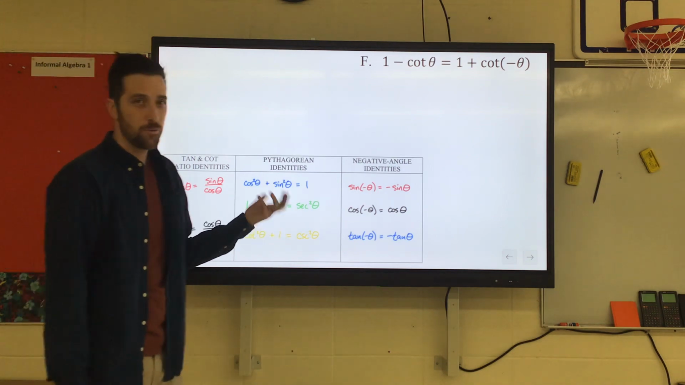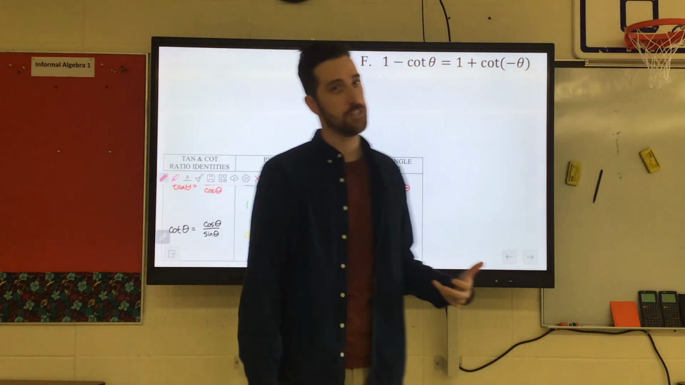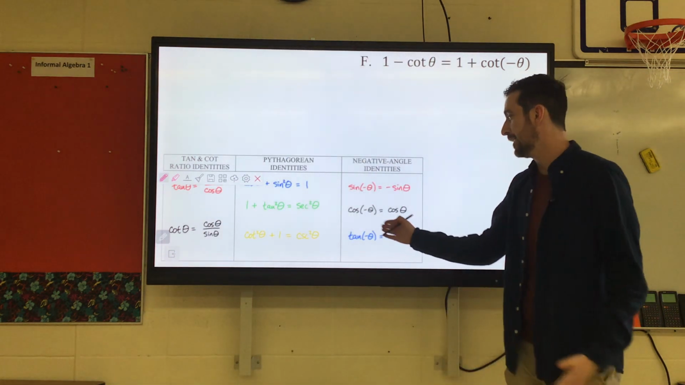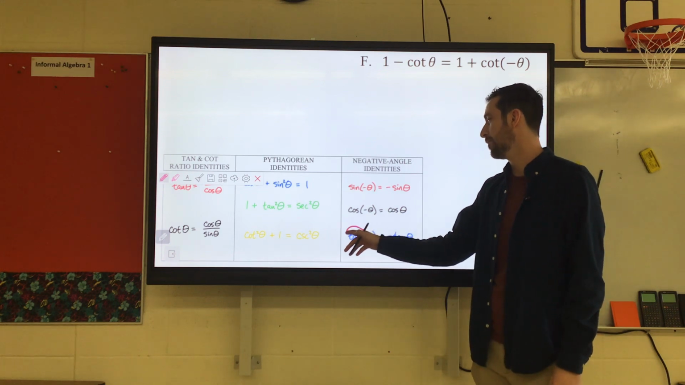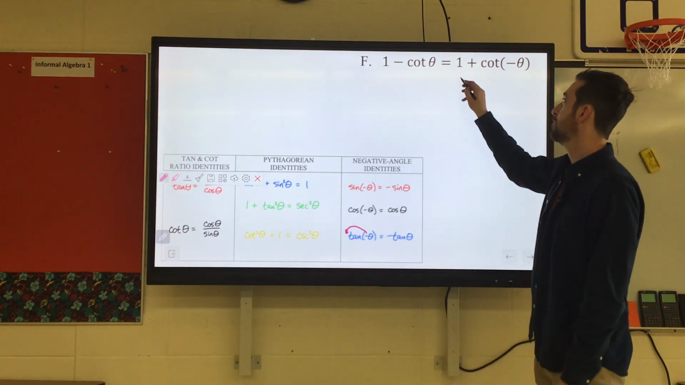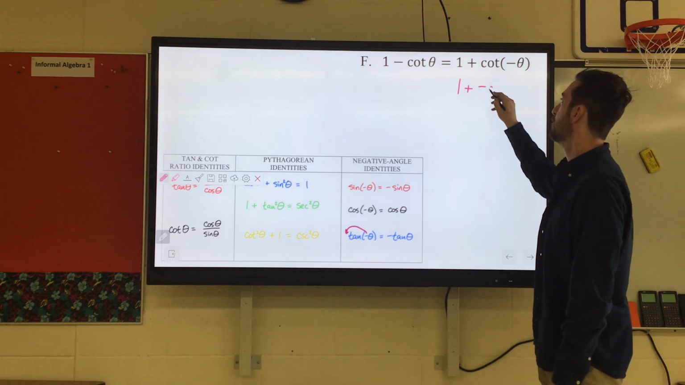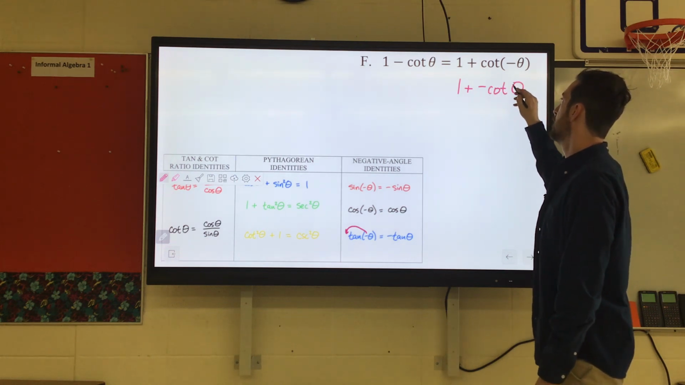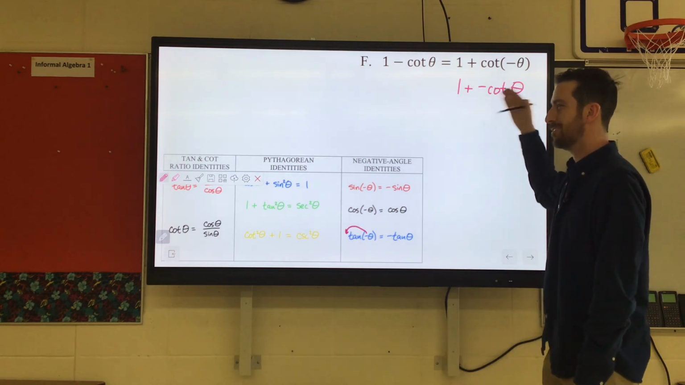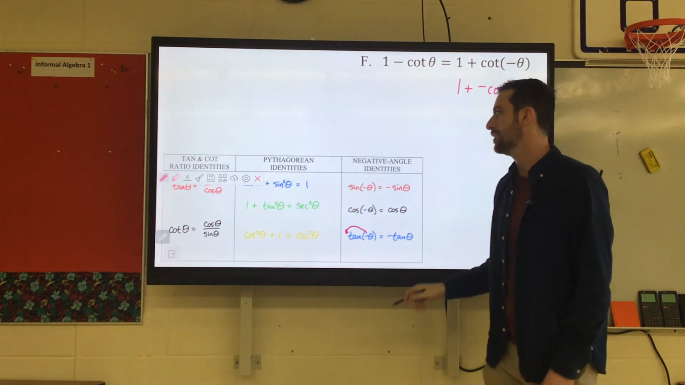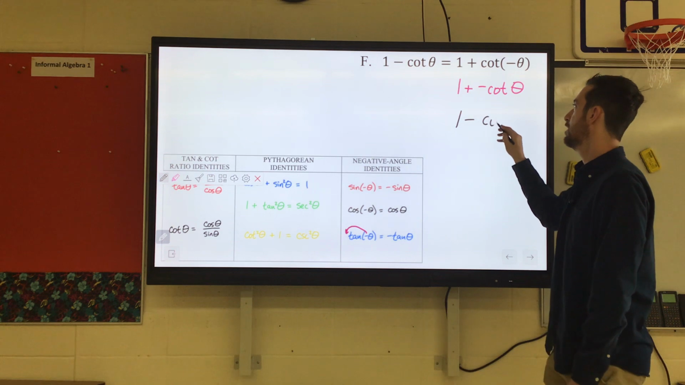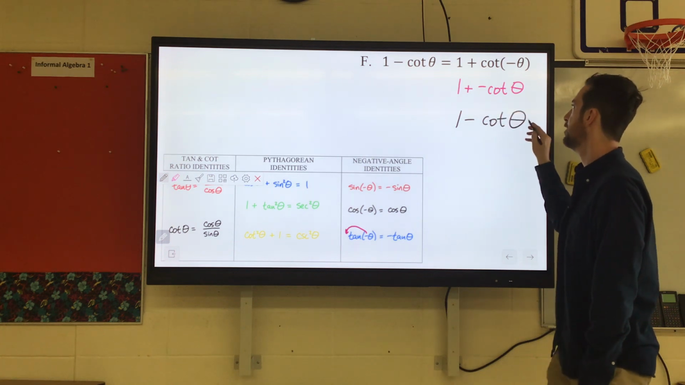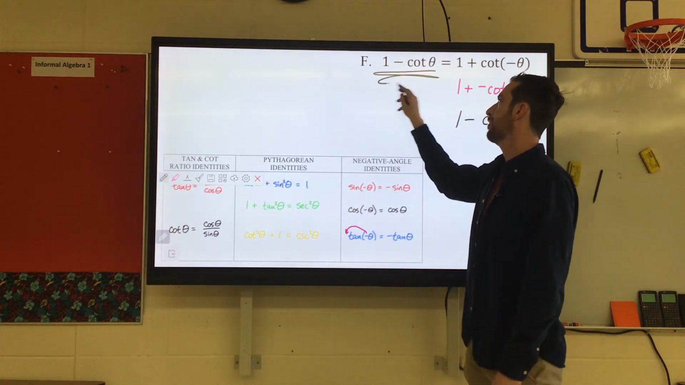Remember, cotangent works the same as its reciprocal, tangent, which happens to be an odd identity, so the negative can just come out in front. So if we did that here, it'd be 1 plus negative cotangent of theta. And when you do 1 plus negative, that's the same as 1 minus. So then we'd be done. It would just be 1 minus cotangent of theta, which is what we needed.